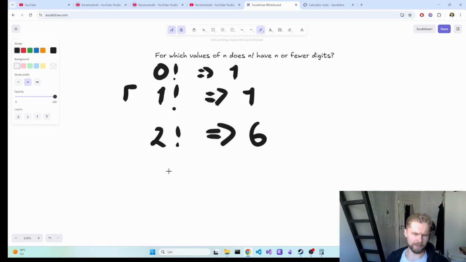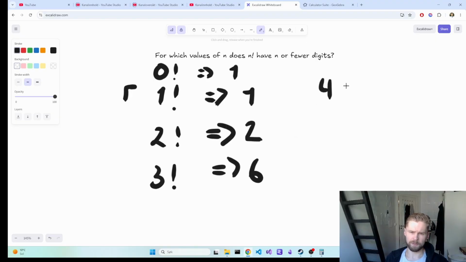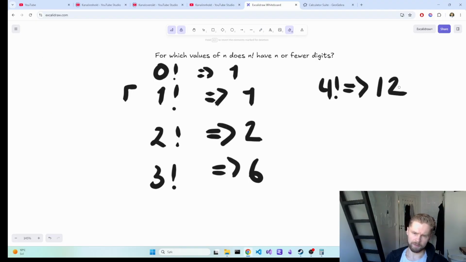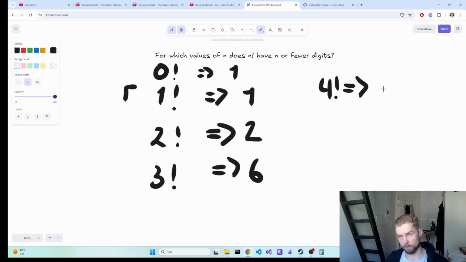But if I go 3, wait, what am I doing? First of all, this is gonna be 2, right? Then 3, that's gonna be 6. 4, I mean that's gonna be 12. No, wait. Actually, that's gonna be 24, right? 4 times 3 is 12 times 2. Yeah. 24.